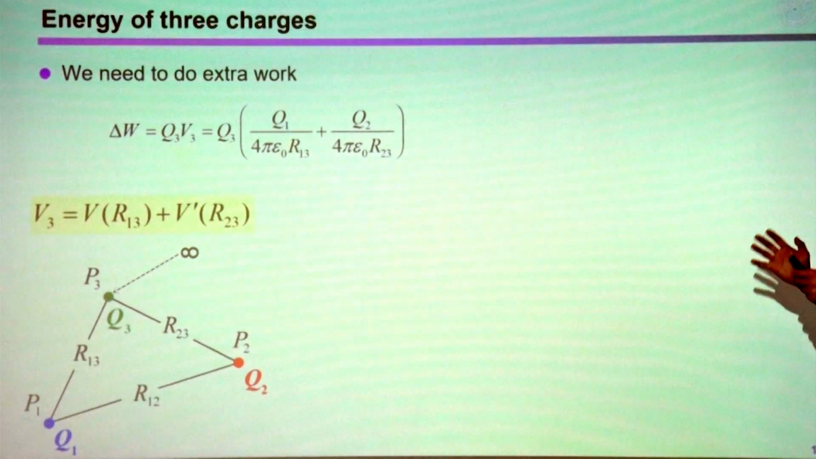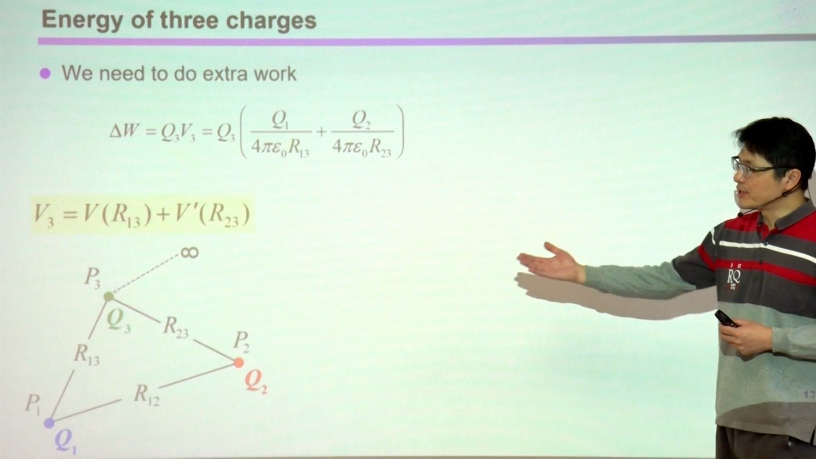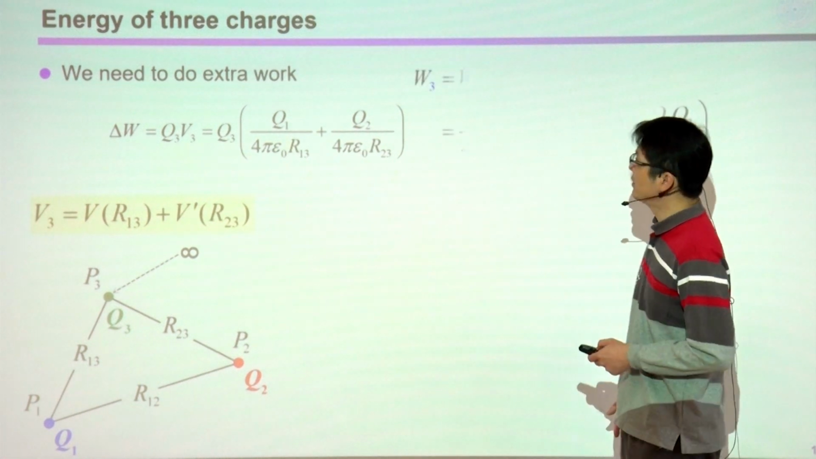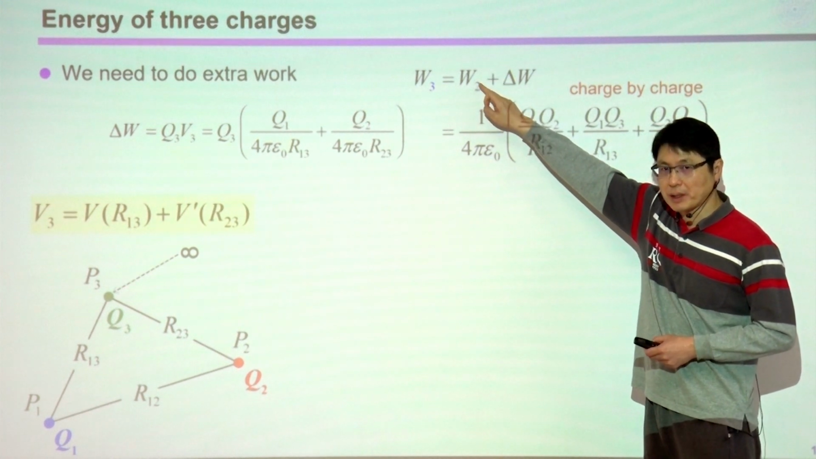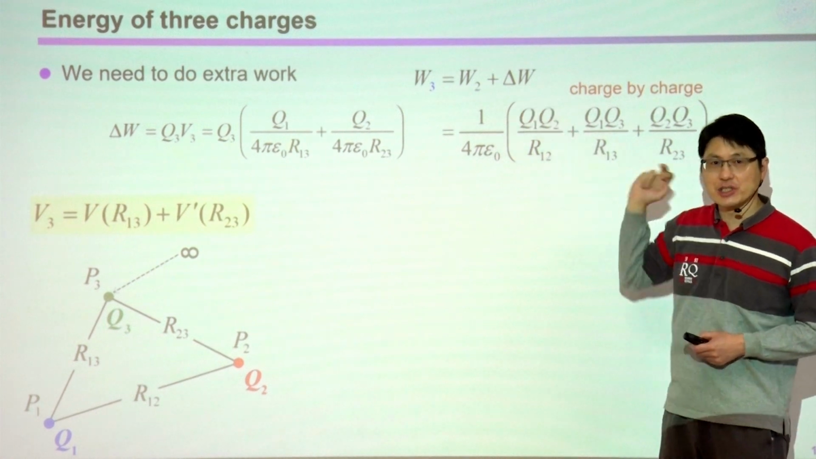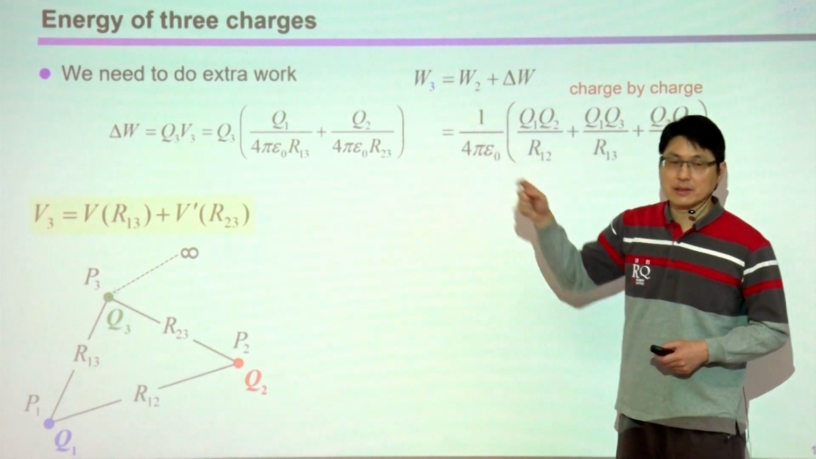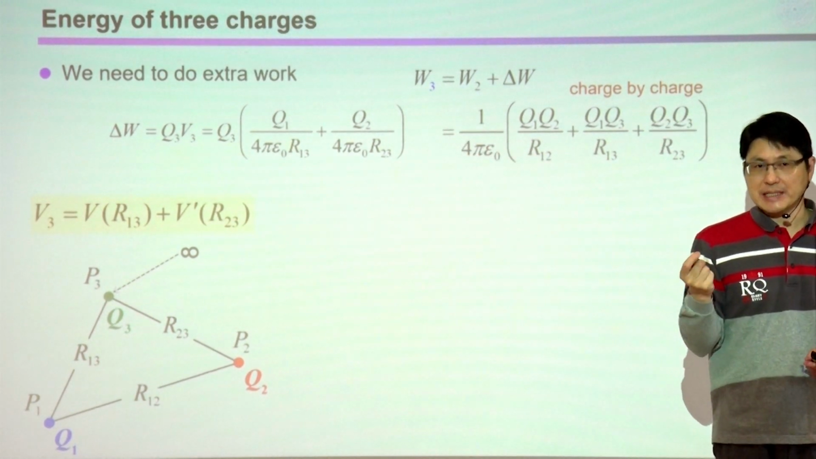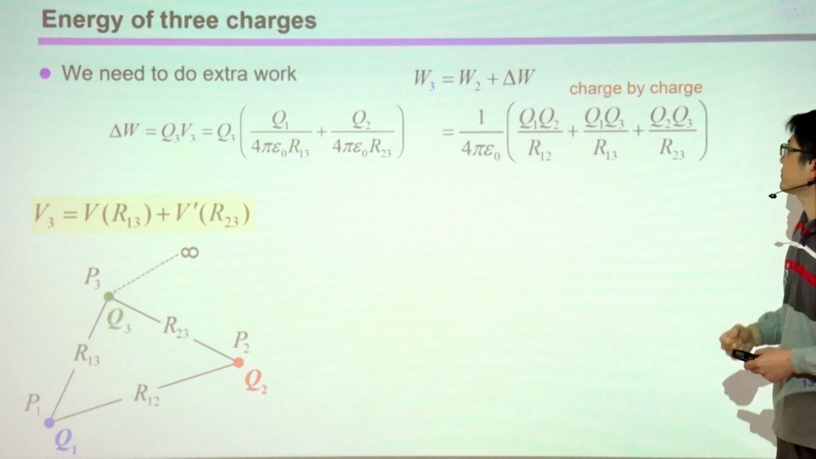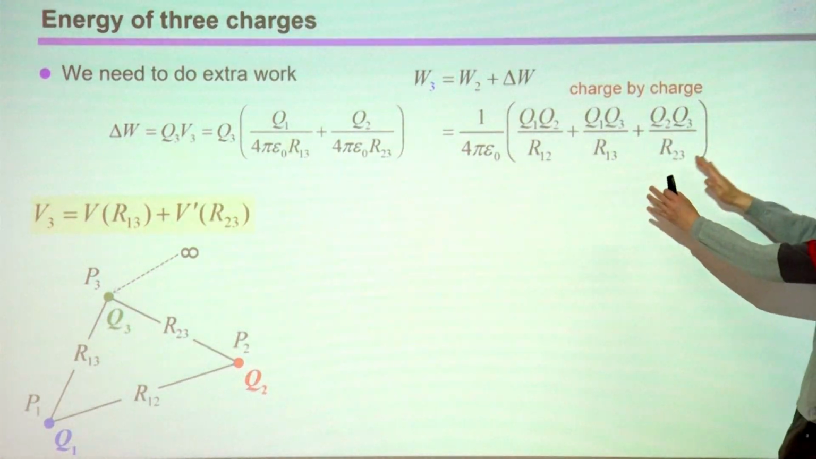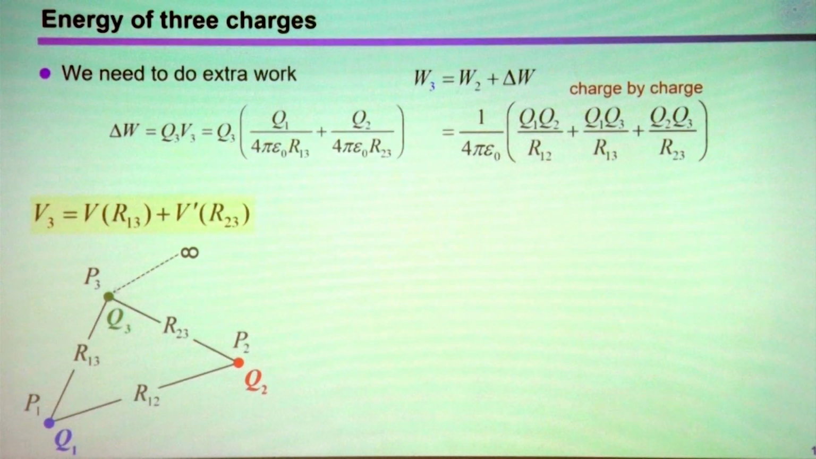Therefore, the total amount of energy that you need to assemble this 3-charge system is the energy you need for 2 charged particles plus this additional energy. Therefore, this is W3, the energy required to assemble 3 charges. Okay? So this is the correct formulation for the energy required.